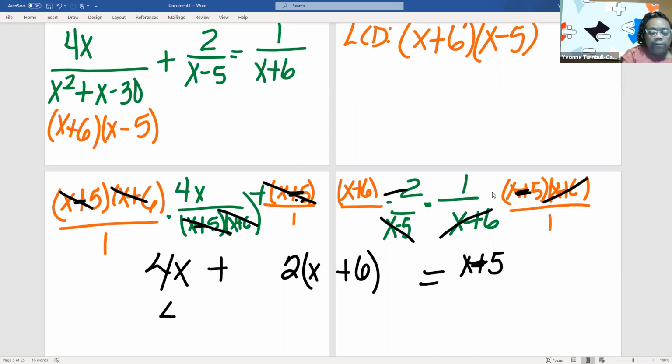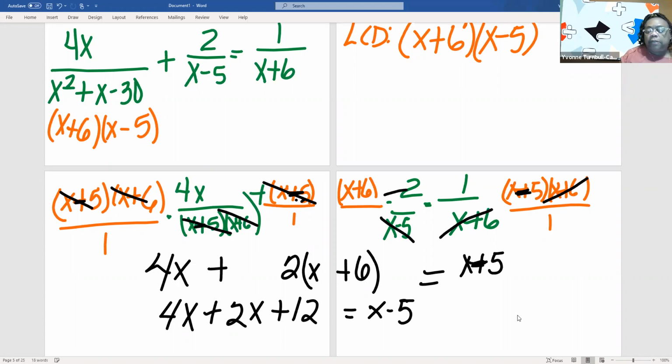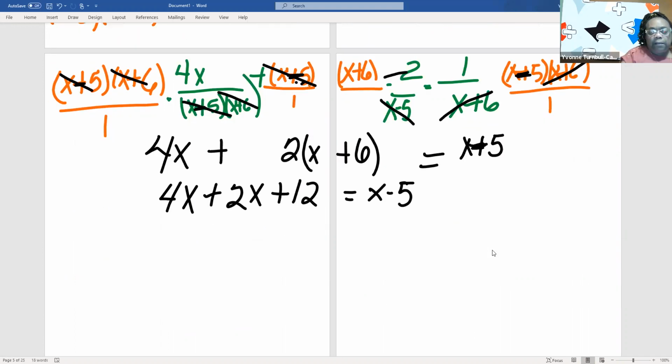So I'm going to go ahead and combine. That's 4x plus 2x plus 12 equals x minus 5. So I just combine like terms. I distributed right here.